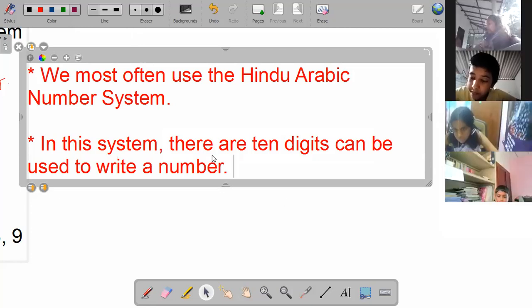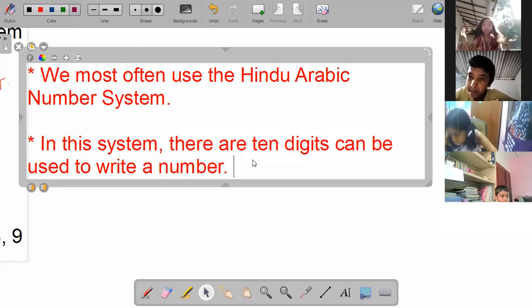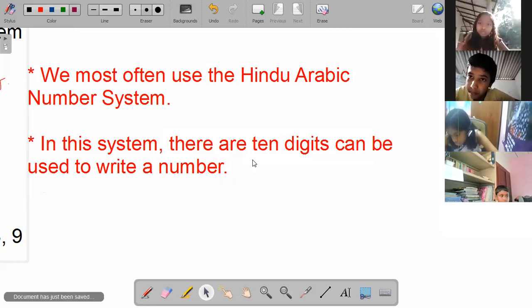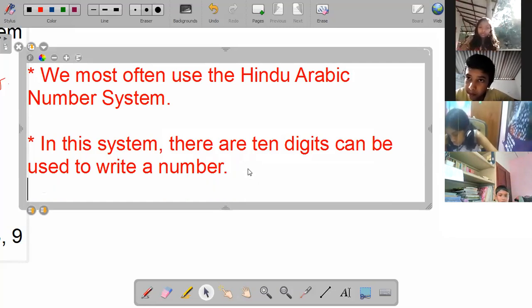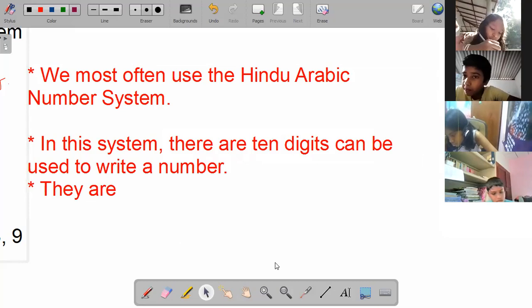Now you know when you write a number, there are 10 digits, no? Now we can note down what they are.